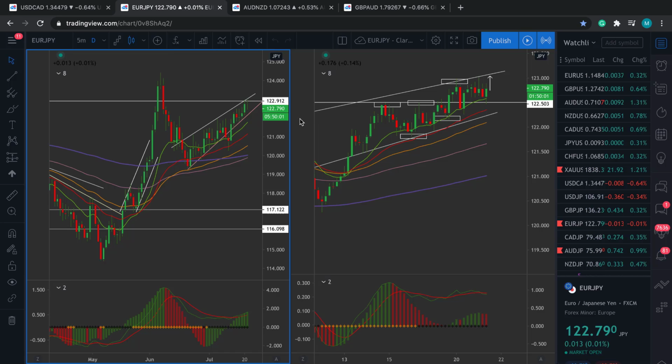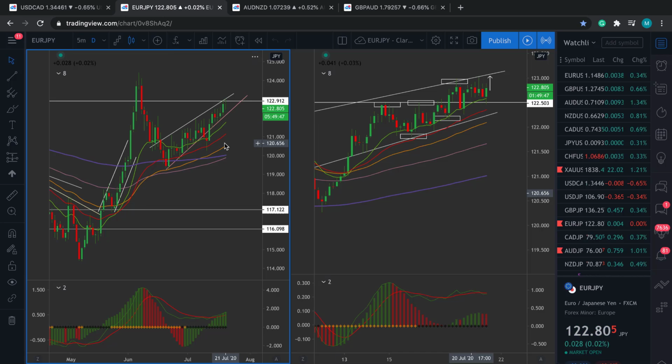So let's move on to the next pair, which is the Euro Yen, and let's take a look at the daily chart. On the daily chart, we can see that price has been trading steadily upwards. The MACD is also in green and above the zero line, which shows that there's bullish momentum. For the past few days, there seems to be a very weak bearish momentum.